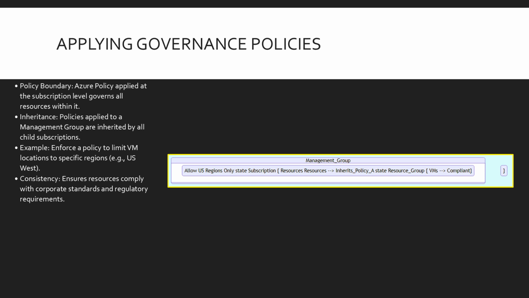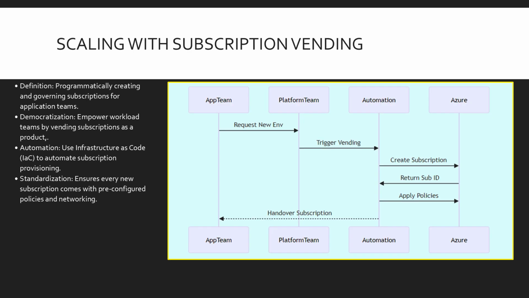This state diagram shows the flow of policy inheritance. We start at the outer management group state, which defines policy A. Inside that, we have the subscription state. The arrows show that the resources and inner resource group automatically inherit policy A. This visualization proves that setting the rule at the top level propagates control down to the individual VMs, ensuring they are compliant. As your organization scales, manually creating subscriptions becomes inefficient.